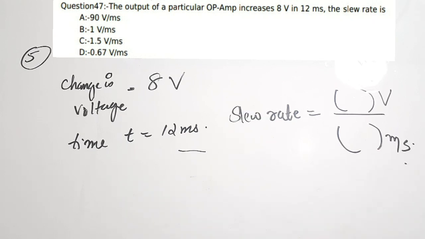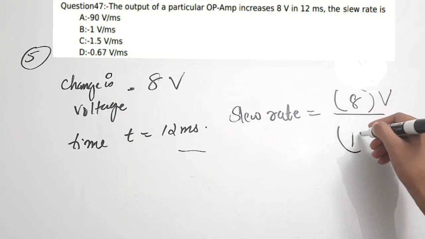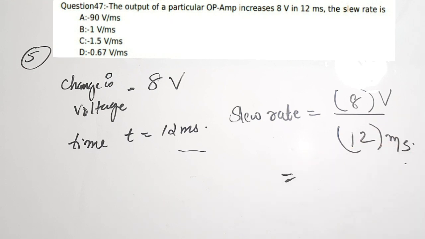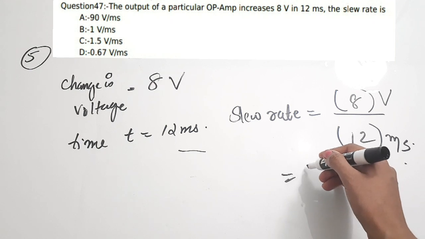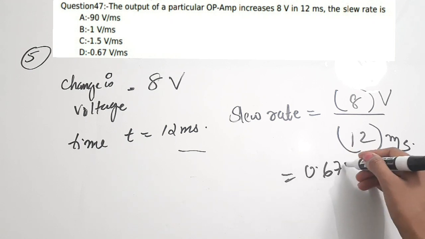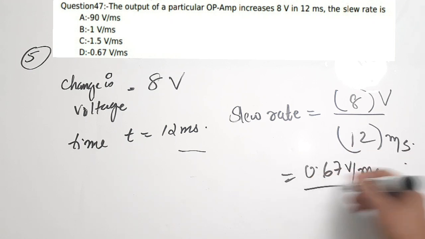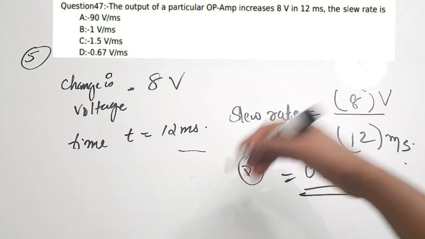Here you don't need to convert anything. You just have to take the values as they are, that is 8 by 12. On division, you get the answer, option D, 0.67 volt per millisecond approximately. Correct answer is option D.